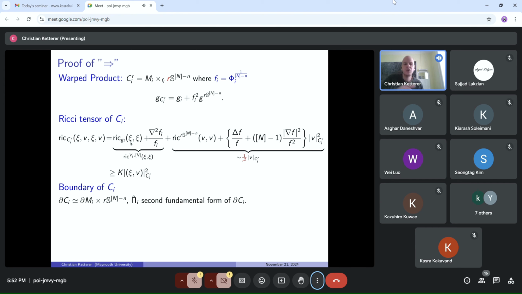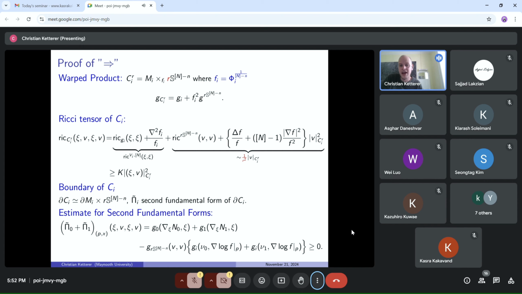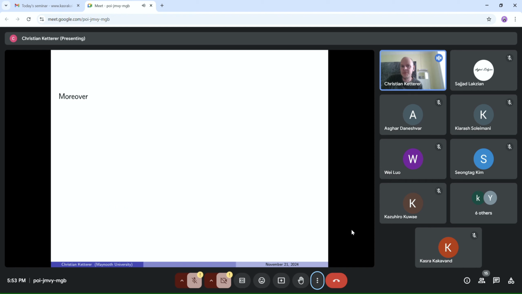And moreover, you can observe, if you now look at the boundary of this warped product, the boundary of the warped product is just the boundary of the space M_i times the second factor in the warped product. If you do some calculations, you see that the second fundamental forms have the following nice estimate again. So the conditions that you saw before in my main theorem translate into conditions for the second fundamental form of the warped product, which is precisely the condition you need to glue them together again. So this is therefore what we do. We glue, and moreover, we also get an isometry between the two boundaries in the warped product.